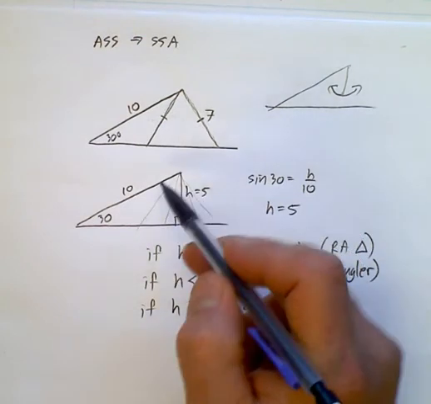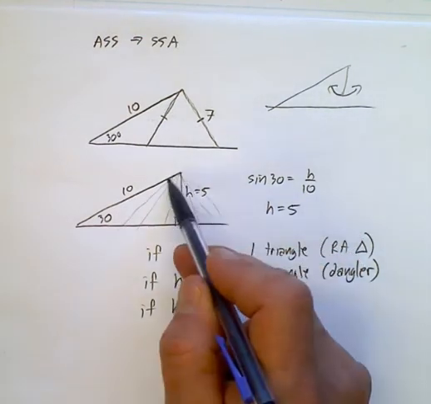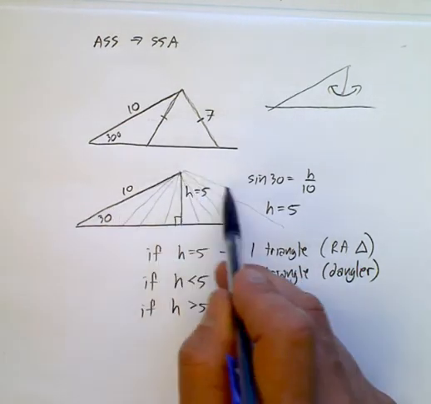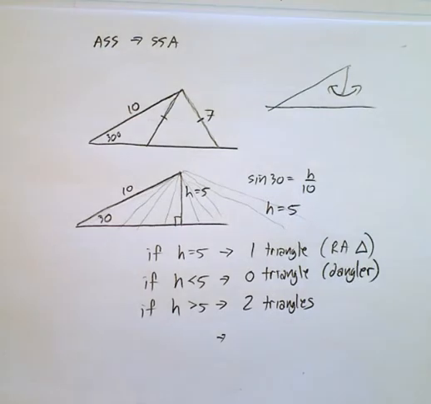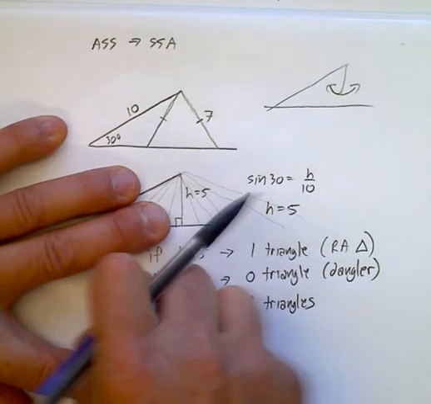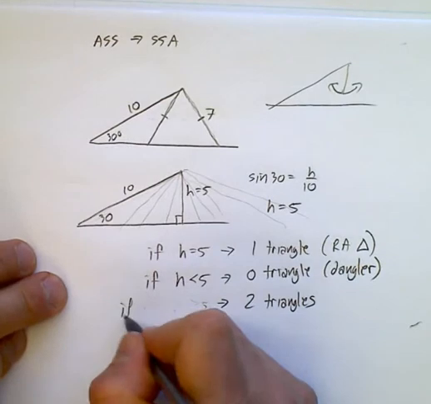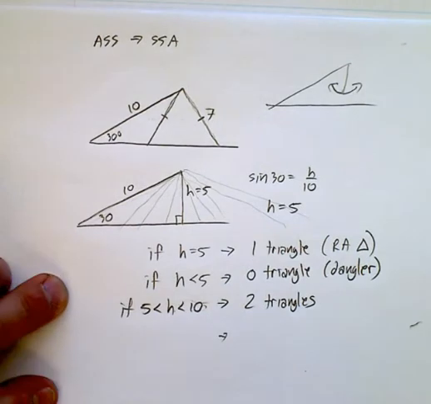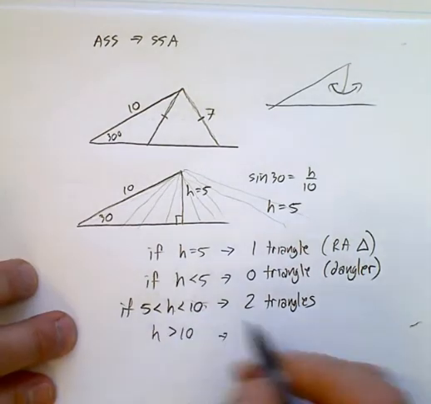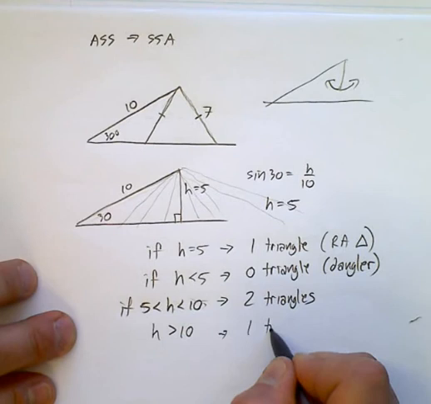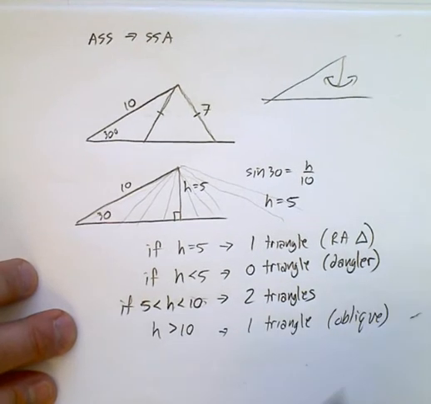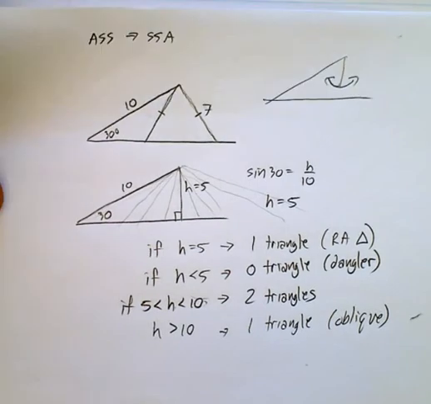We've got a 7 here, we can get 9, but as soon as you get 10, you can't really go in there, so you have to go out here now. And anything greater than 10, boom, boom, boom, ends up being just one triangle again. So we can simplify this and say if h is between 5 and 10, and if h is greater than 10, then you have, again, just one triangle, and it's going to be what we call an oblique triangle. This is the basic idea of what we call the ambiguous case.